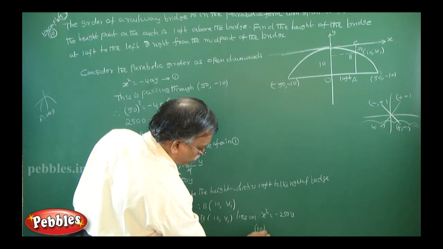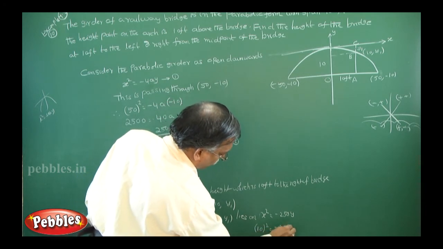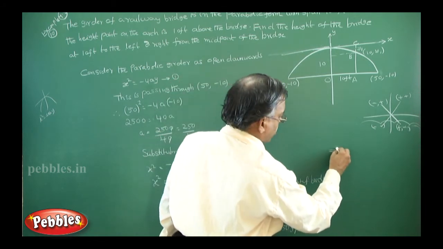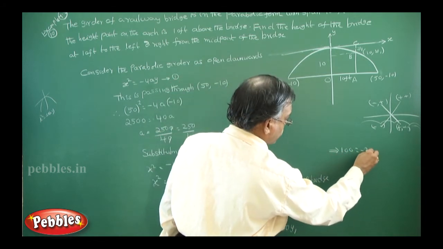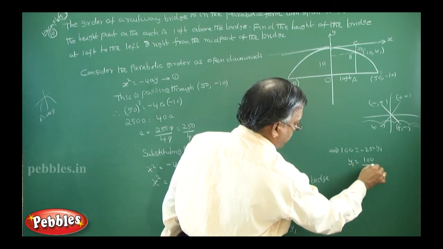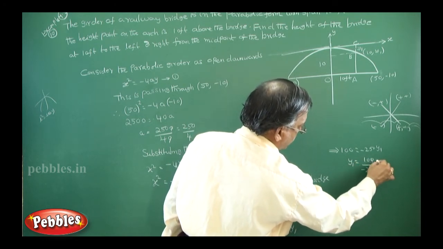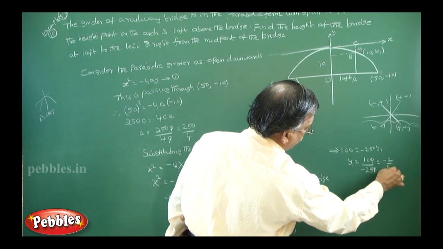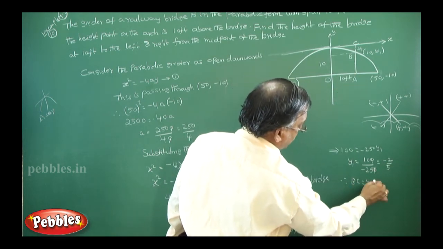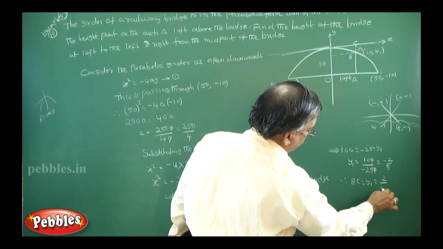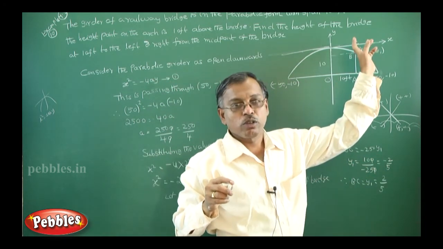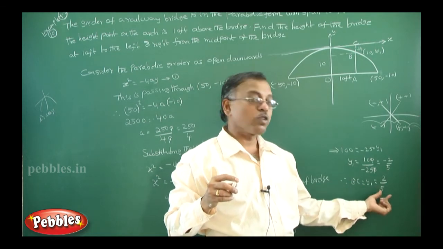So 10 the whole square is equal to minus 250 into y1. So this implies 10 square, 100, is equal to minus 250 y1. Now what is y1? 100 by minus 250, 0 0 cancel. So minus 2 by 5. So therefore what is BC? BC is equal to y1, nothing but 2 by 5. If you consider the length-wise, you should not consider the negative value. So that's why BC is 2 by 5.